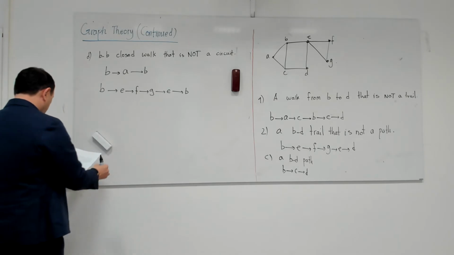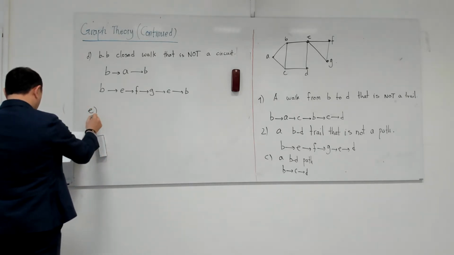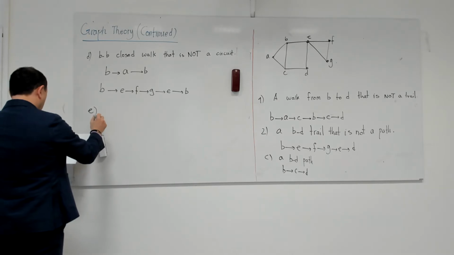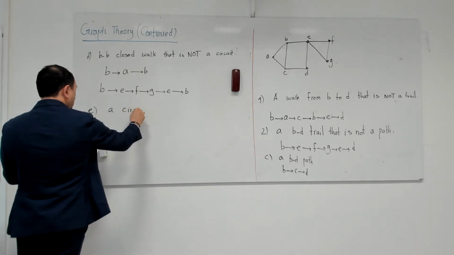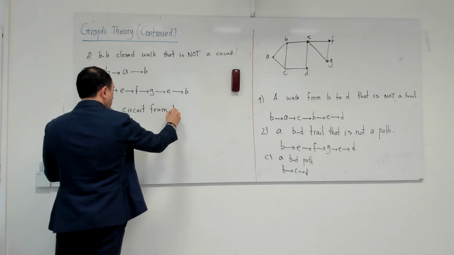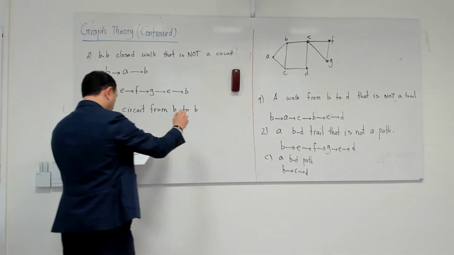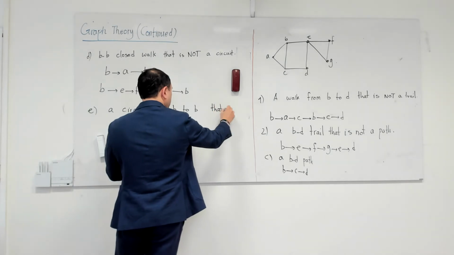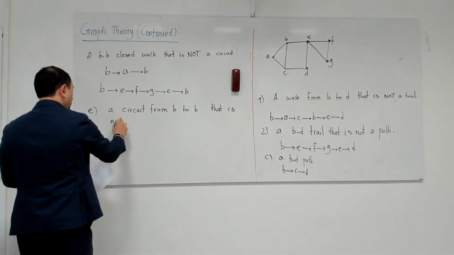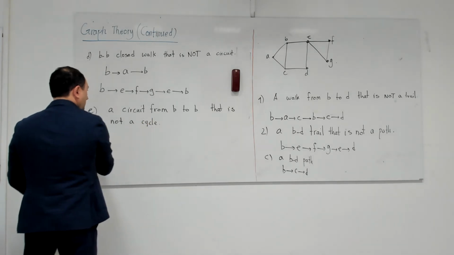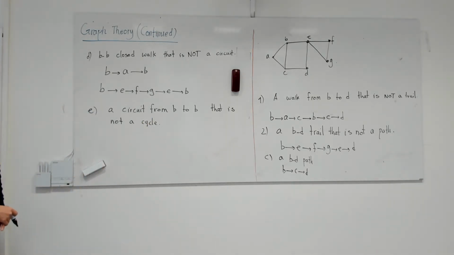Let me talk a little bit about part E here. Part E, a circuit from B to B that is not a cycle. So we want to go from B to B. Circuit means that edges are not allowed to be repeated. But then I want it to not be a cycle. Anyone else? No?